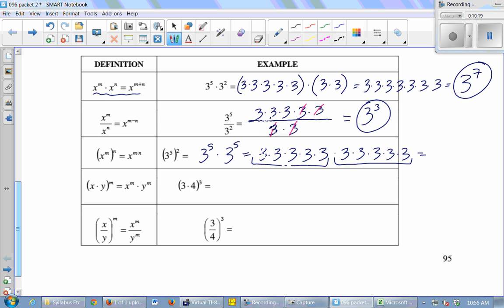So how many 3's do I have written down total? 3 to the 10. So what could I have done as a shortcut to get from 3 to the 5th squared to 3 to the 10th? Multiplied the 5 times the 2. Yeah. So that's the general rule. When you are raising a power to a power, you can multiply the exponents. But if you ever forget, like it's very common to mix up these two rules and forget which one is which, just write it out, right?